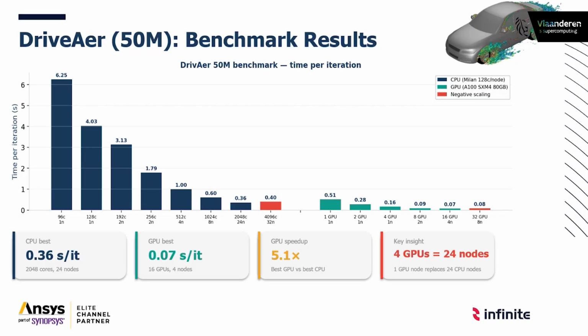The key numbers, if you look at the best CPU case, which is the 2000 core case, and the best GPU case, we still achieve a speed up of 5. In other words, if we just use one GPU node of 4 GPUs, it's equivalent or even outperforming 24 nodes on a CPU cluster.